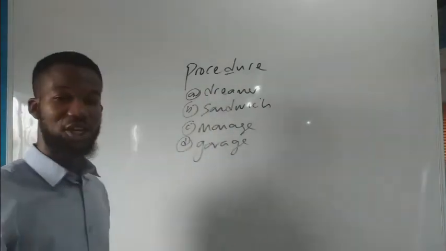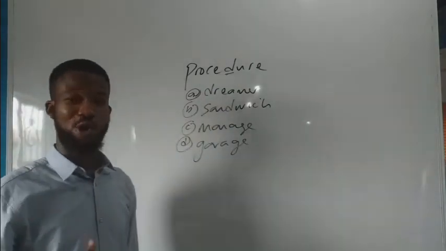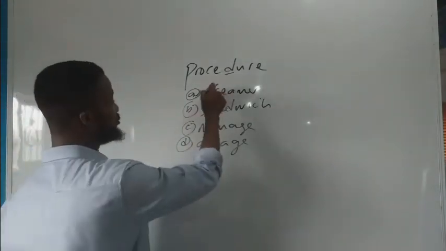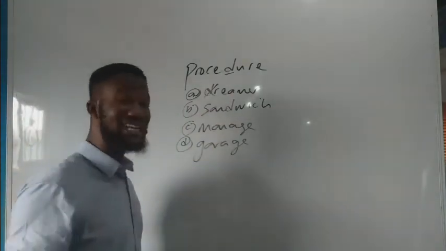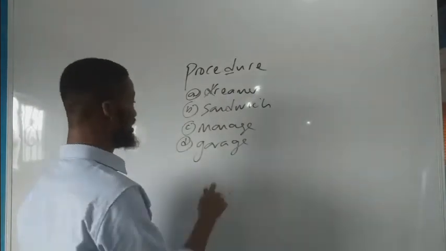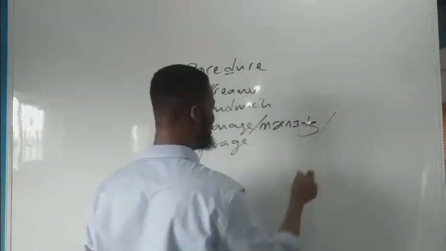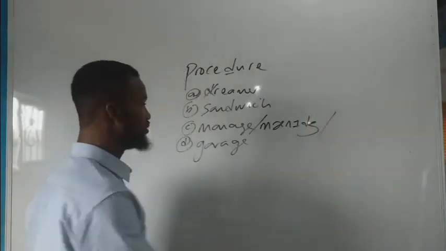This is procedure, and so we're looking for the J sound. It's not here. This is called dreamer. It's not here. This is called sandwich. The D is silent. It's likely going to be here because this word is pronounced as manage. Manage. So this is what we're looking for.